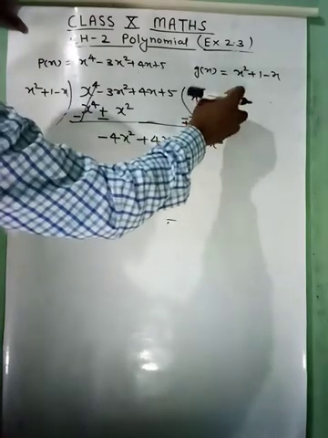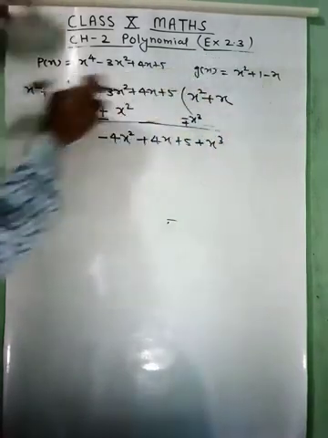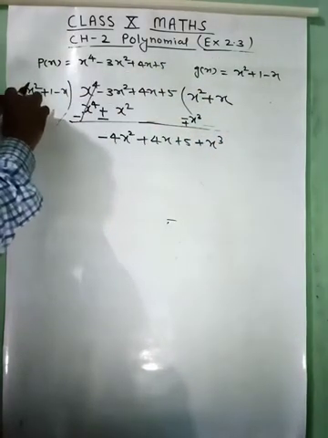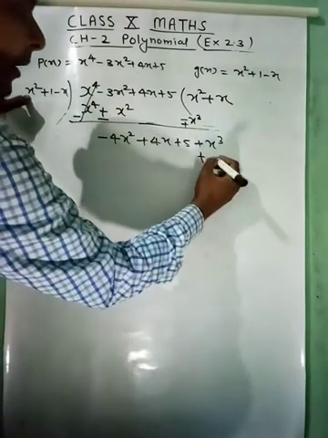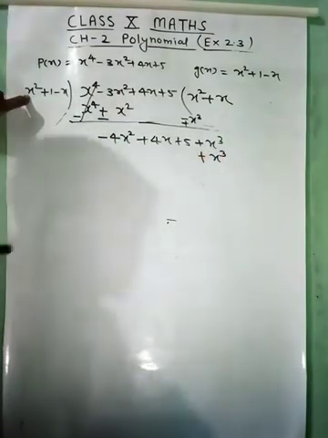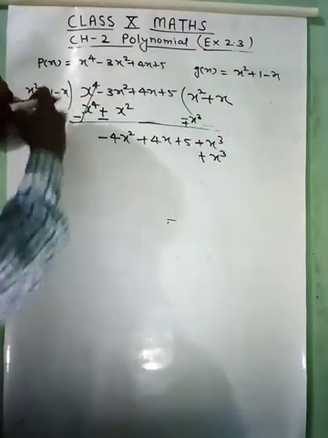So we can take x. It means its power is 1. When x is multiplied with x square, it will be x cube. We will write here x cube, and when x is multiplied with 1 it will be x.